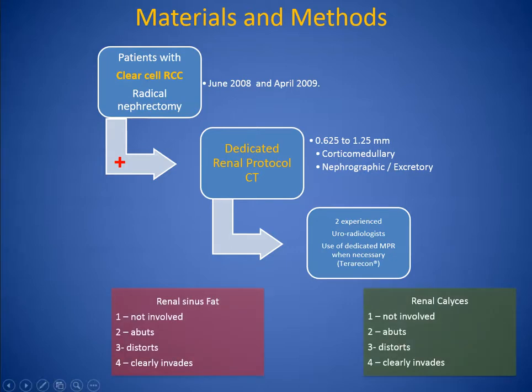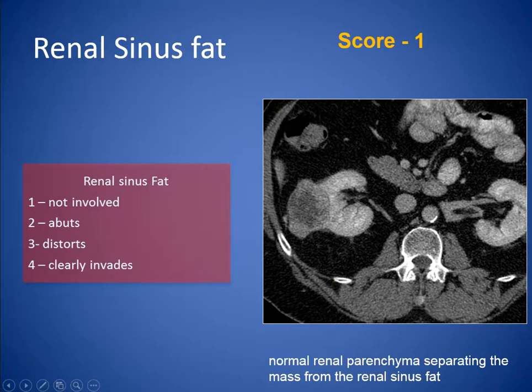So our scoring system was pretty simple. We assigned a score of 1 to 4. 1 is not involved, 4 is clearly invades the renal sinus fat or renal calyx. The scoring system is very similar: not involved, abuts and distorts, and clearly invades. So here are some examples.